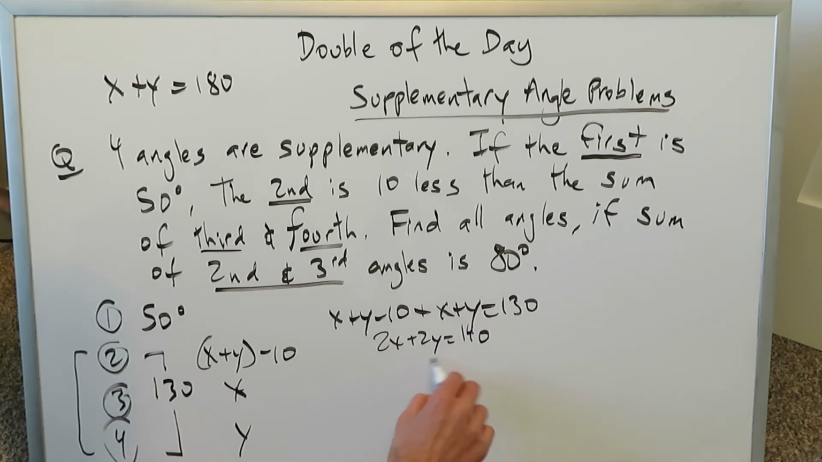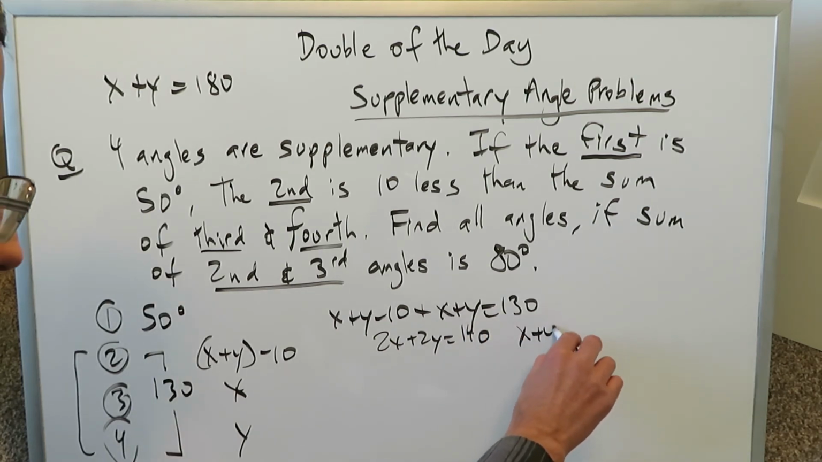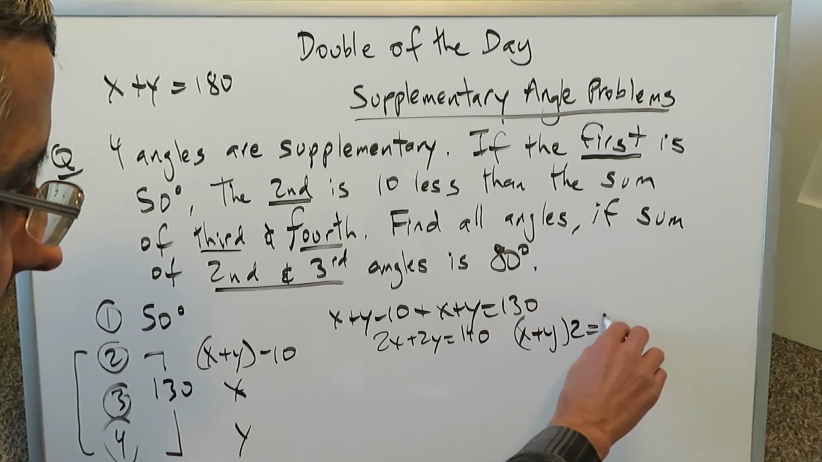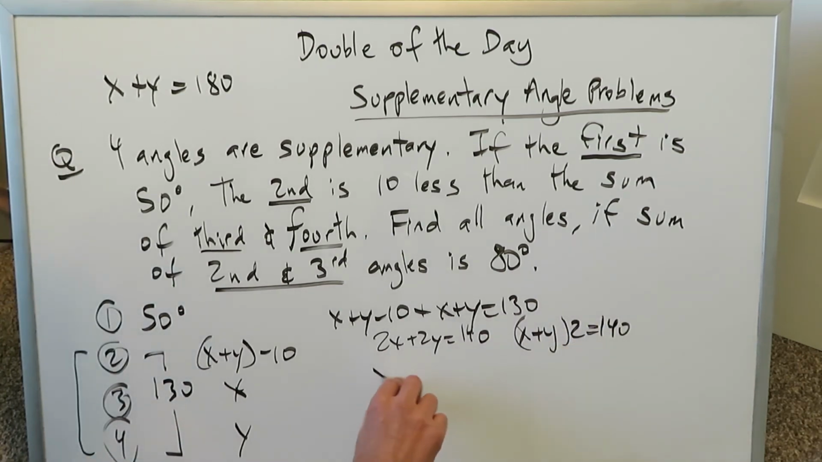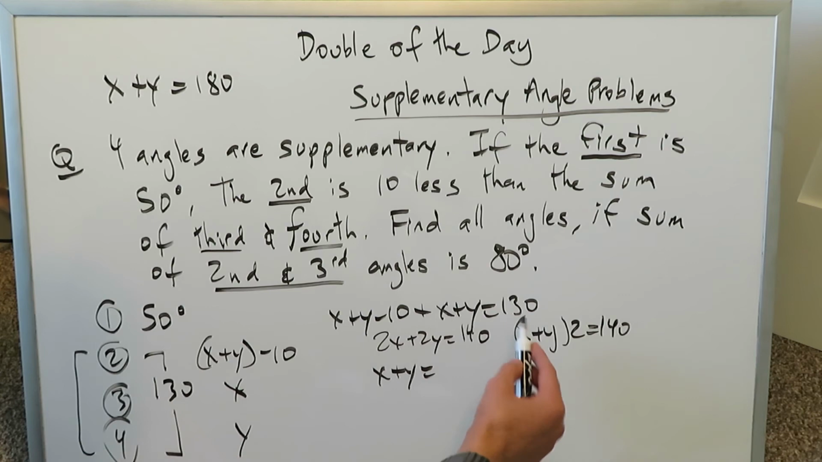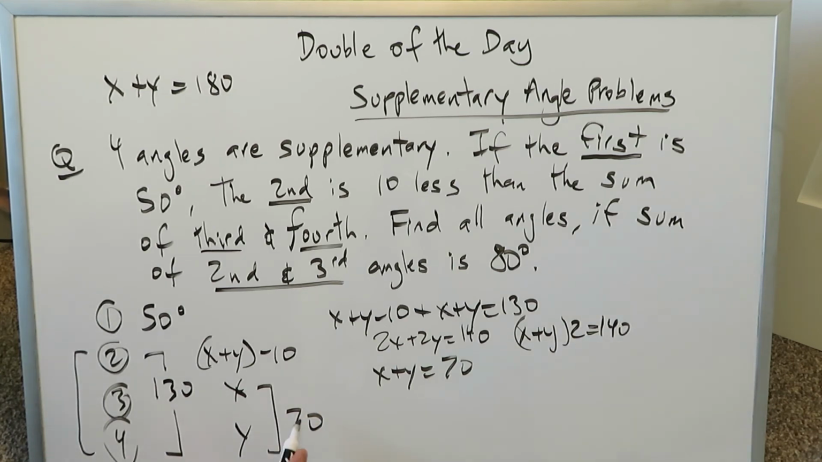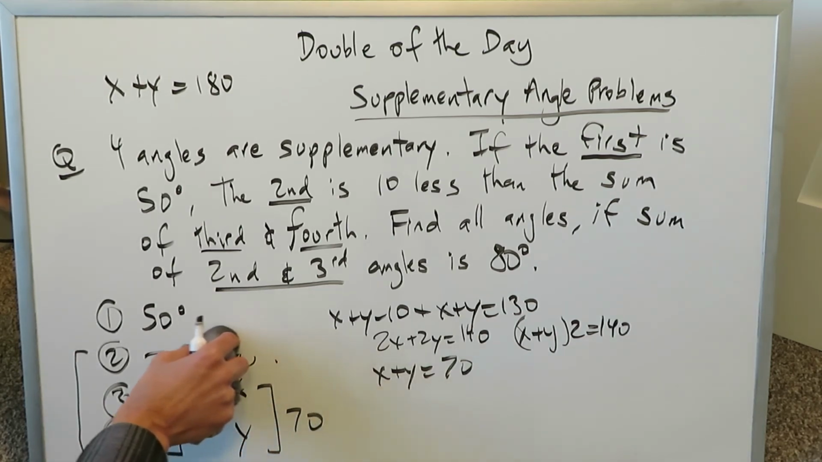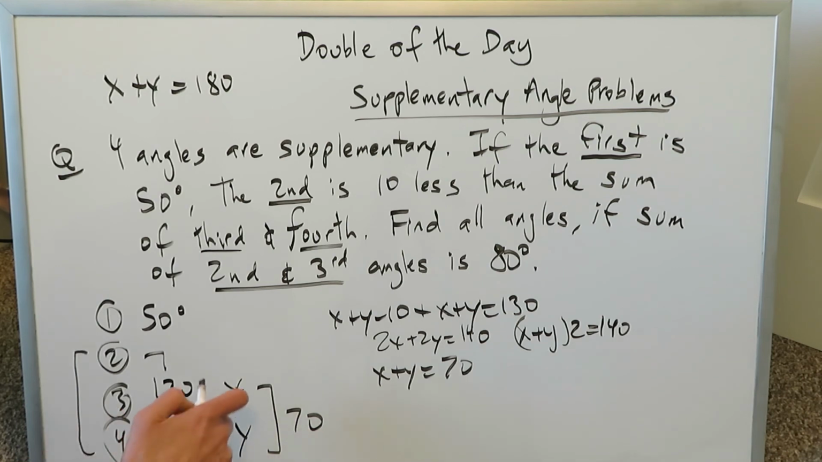You can isolate here 2. You have x plus y, and you're isolating 2 from it, is equal to 140. And x plus y is equal to 140 divided by 2 is 70 degrees. So we know all of these together are equal to 70 degrees. If the sum of x and y is 70, we know now the second is 10 less than that. Right? 10 less than the sum of x and y is what? 70 minus 10, and that's 60 degrees. So we've gotten that one solved.